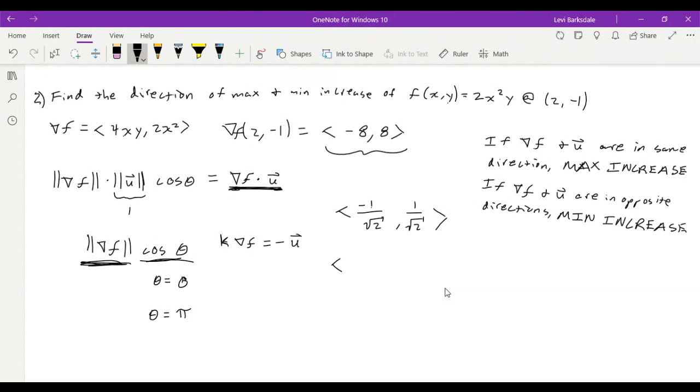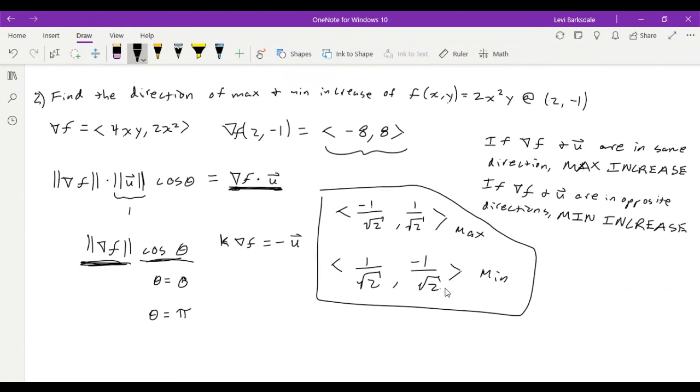All right, and in order to find this direction of minimum increase, we can simply take the direction of maximum increase and make it negative. So that gives us (1 over root 2, negative 1 over root 2) as our direction of minimum increase. That one would be our maximum. So there's our answer, and we are done.